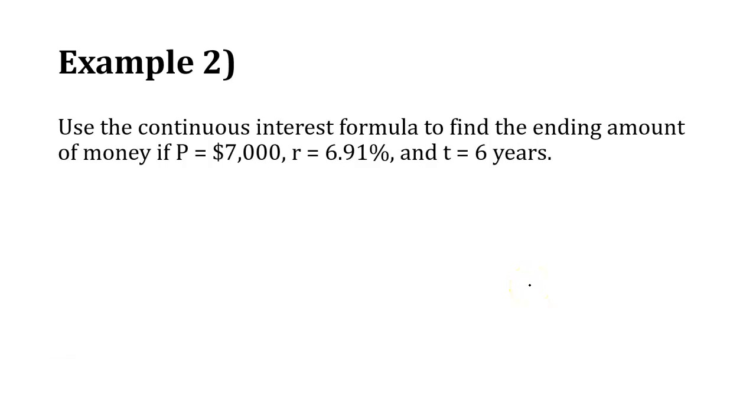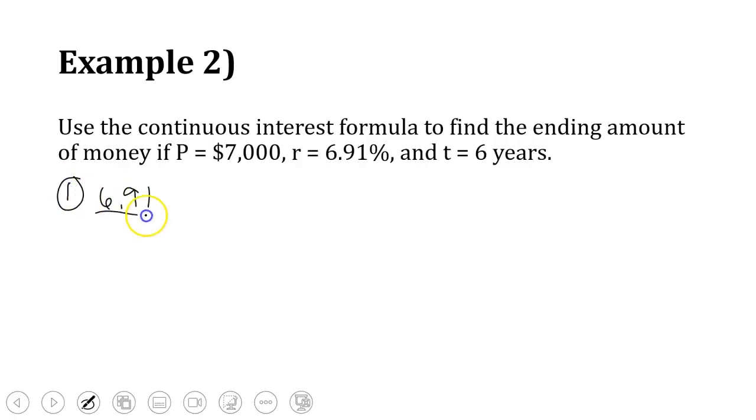In example 2, it says use the continuous interest formula to find the ending amount, so our total amount. If our principal is $7,000, the rate is 6.91%, and T is 6 years. So as soon as you see that percent, let's change it. Divide it by 100, get your new decimal. And now let's plug in everything that we know.